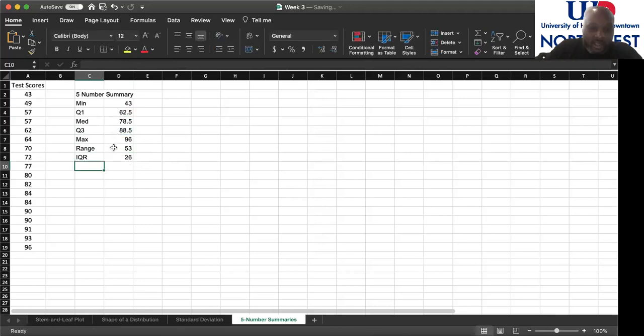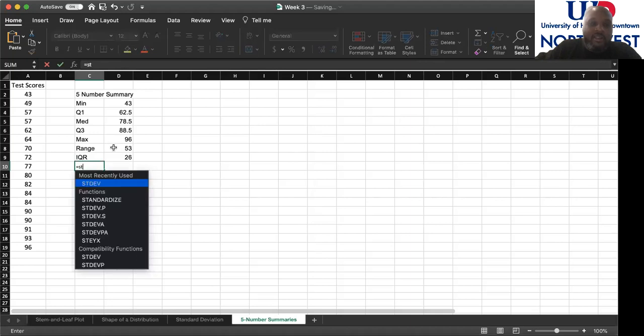If I wanted the standard deviation, that's another thing we can find, equals SD. And again, this is a sample, so you're going to use the standard deviation S. You have two different ones, by the way. Standard deviation P stands for population, and standard deviation S stands for the sample. We're going to use S. I'm showing you all this because on your project, you have to find a lot of these things, and you're going to use S.